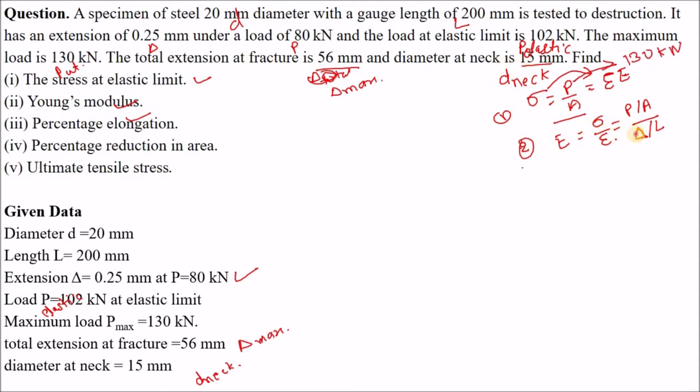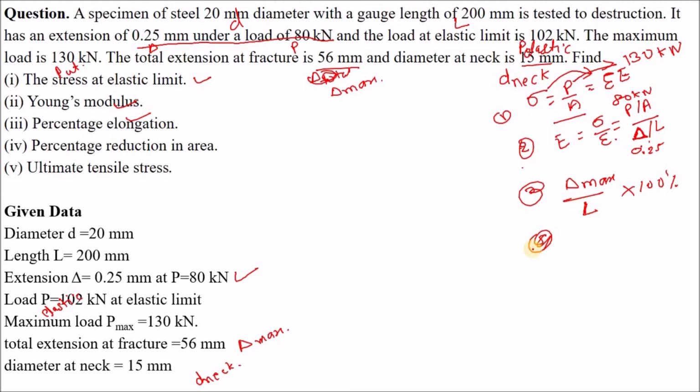To find Young's modulus, we require epsilon. To find epsilon, we require del. Del is given here as 0.25 mm under a load of 80 kN. So here use 0.25 and this should be 80 kN. Length is the same, area no problem. The third one asks for percentage of elongation. So del max divided by the actual length into 100%, and you get it in percentage.